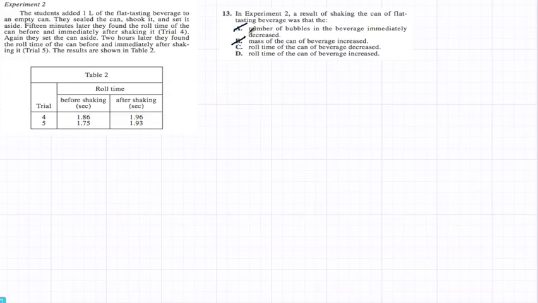Roll time of the can of beverage decreased. A result of shaking the can is that it looks like it increased. Roll time of the can increased. So looks like answer choice D, right? Because before shaking it, this is how long it took to roll down, and then after shaking it, it took a little bit longer. So the roll time of the can of beverage increased.